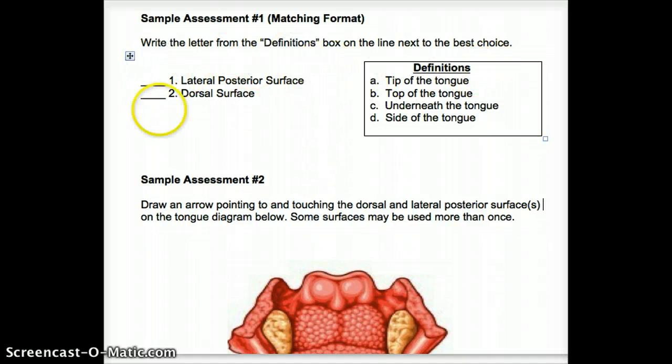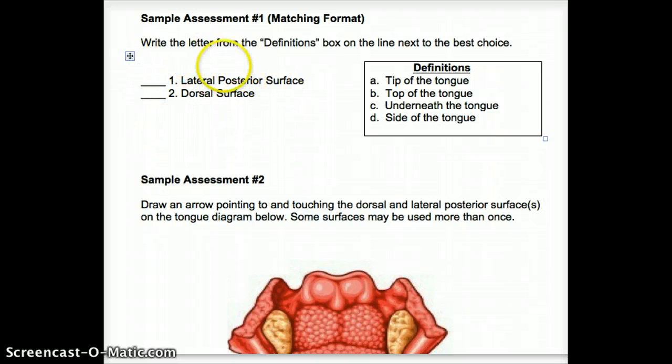So going back to the left-hand column, let's take a look at number 1, lateral posterior surface. You are now going to go to the definitions box. Look at the options that I have provided, and I've listed 4, A, B, C, and D. And you should come to the conclusion that D, side of the tongue, is the best answer.